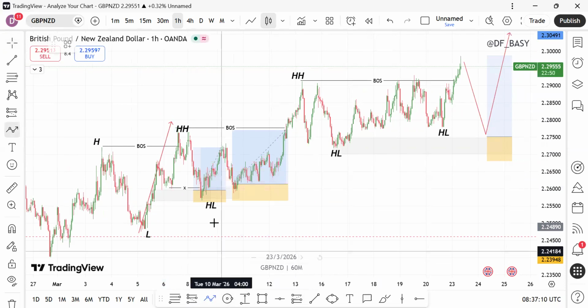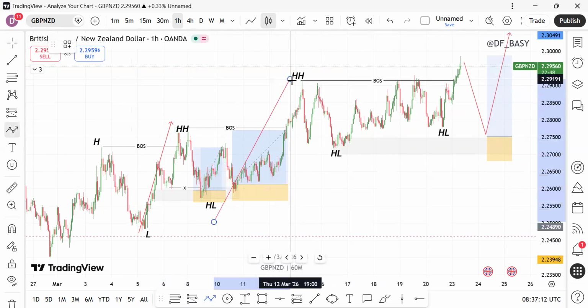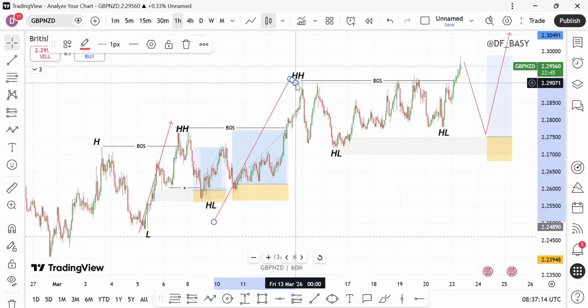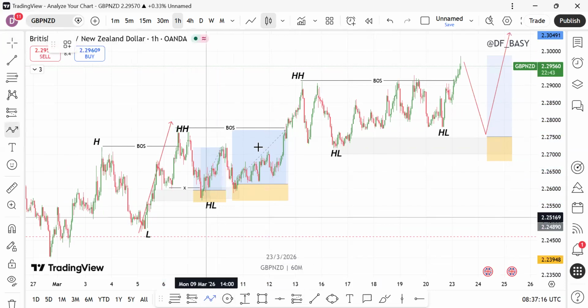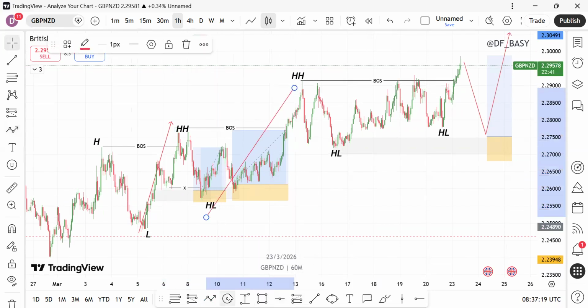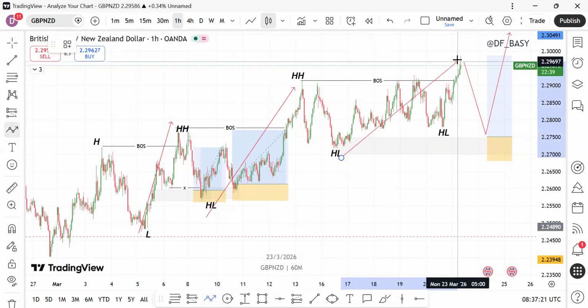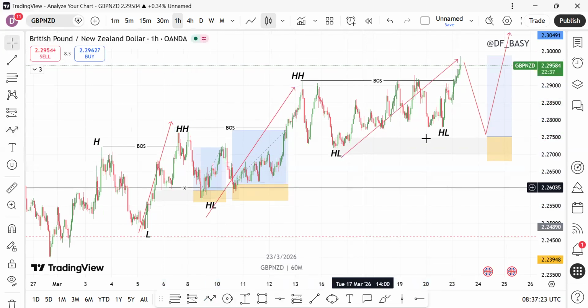Because this is the move breaking structure to the upside. That's the impulsive move. Then you have another impulsive move here, the move that broke structure. So now, where do you have your corrective move?